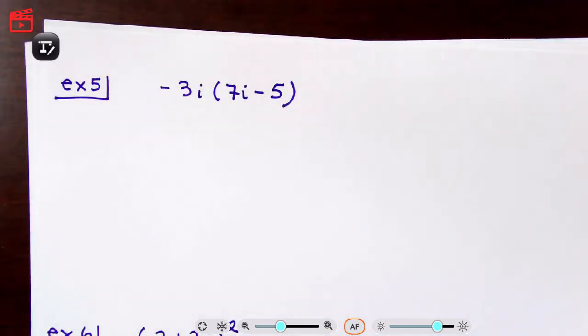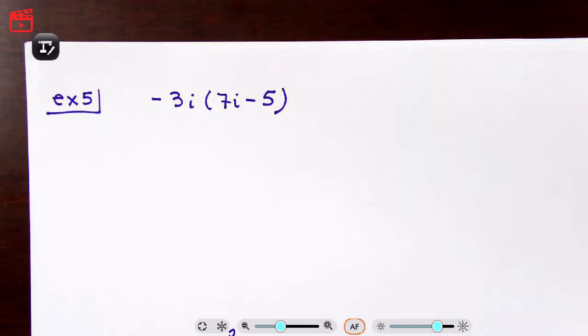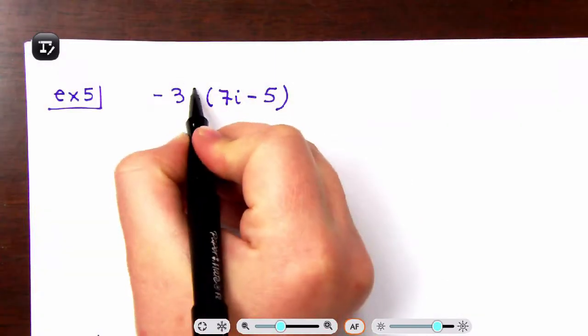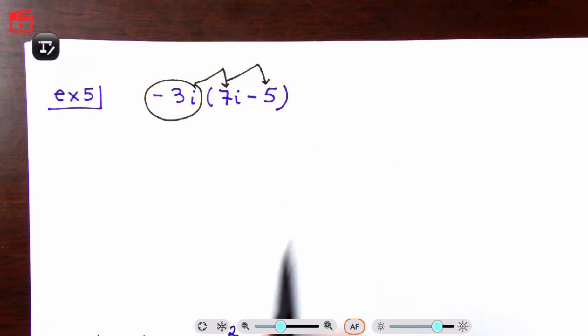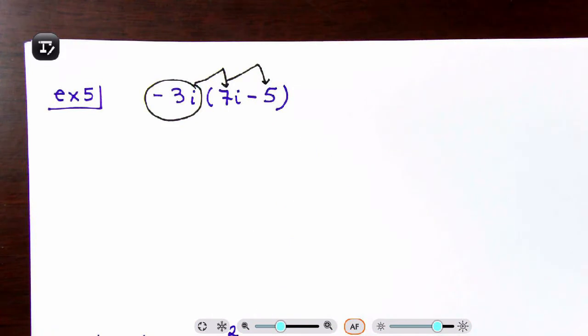Moving on to example number 5. In this example, we are multiplying by a monomial. So you're going to distribute. You're going to take all of this and you're going to multiply inside. Now, how do you multiply? You're going to multiply things that are the same together.